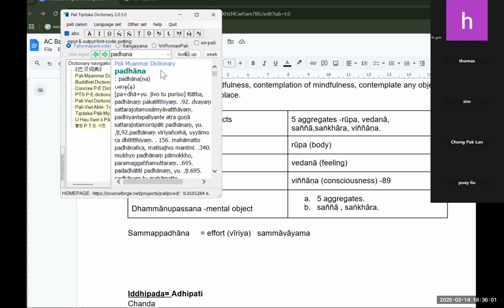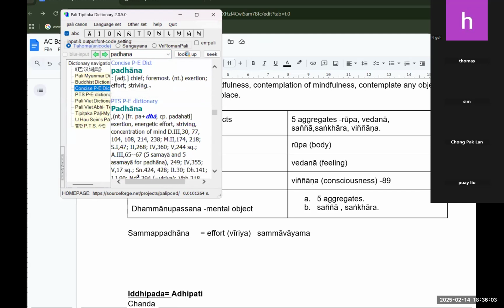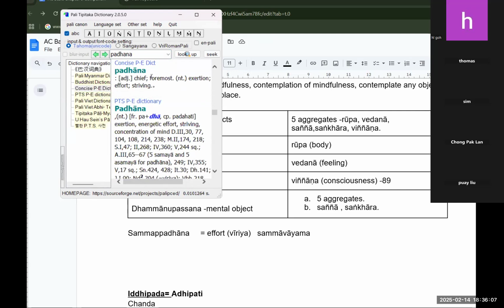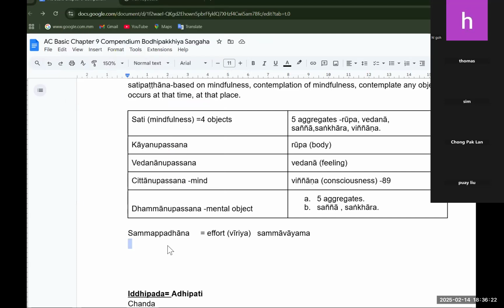This one. Okay. This padhana has two meanings. Besides effort, another meaning is chief, foremost. But we take the second meaning here, effort, striving. That's why sometimes we translate Samma Padhana as right striving. But it's actually the same thing. It's actually right effort also. Okay, so this is the second one.